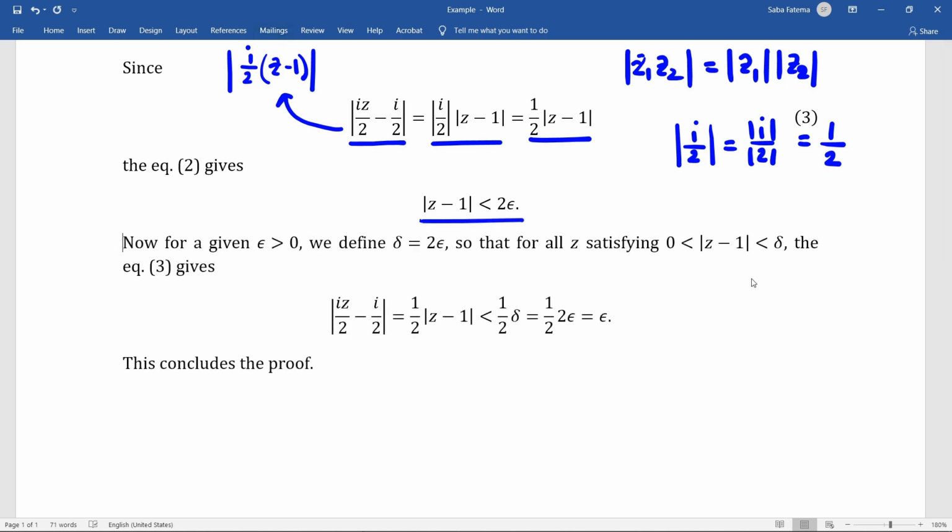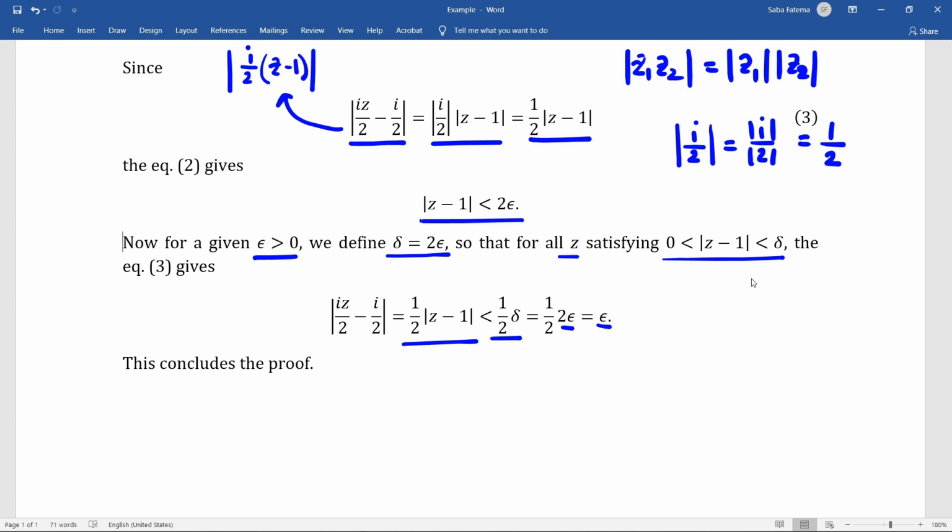Now for a given epsilon greater than 0, we define delta equals epsilon so that for all z satisfying this inequality, equation 3 gives half times the absolute value of z minus 1 is less than half into delta, and we replace delta equals epsilon and finally we get epsilon.